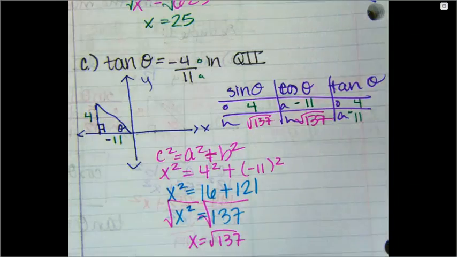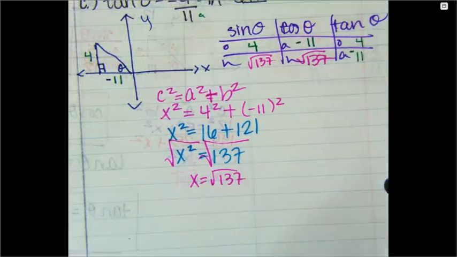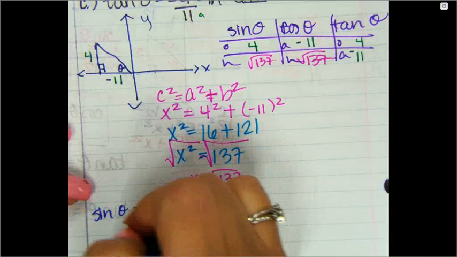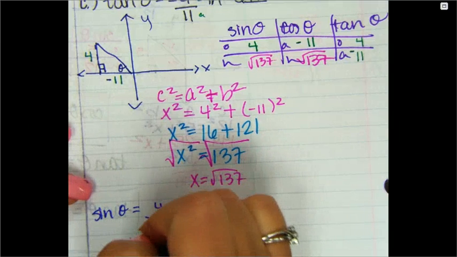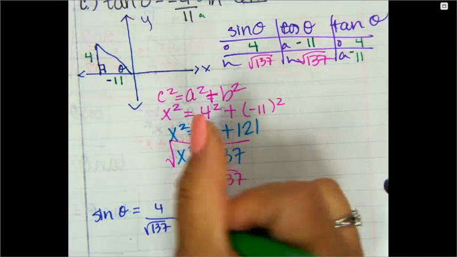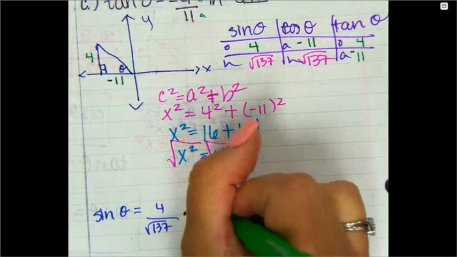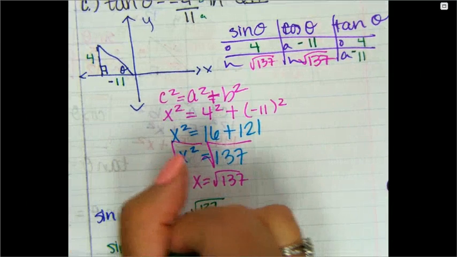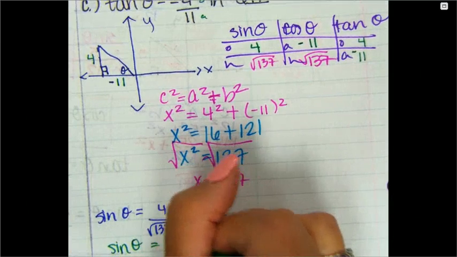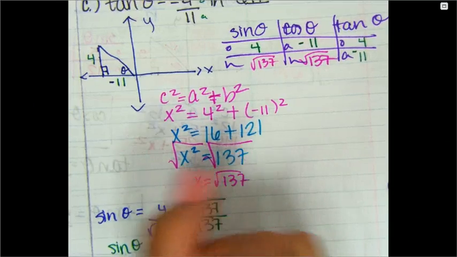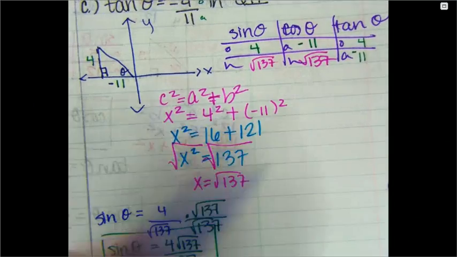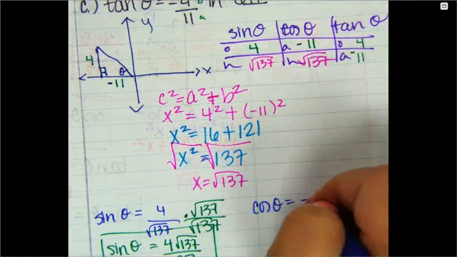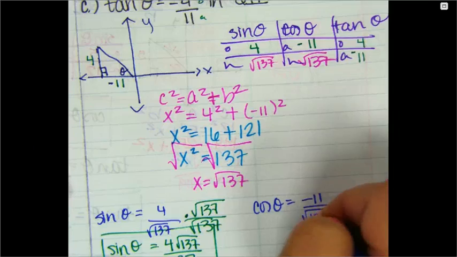Good? Okay, now what? Sine of theta is 4 over radical 137. Do I leave it like that? No. Multiply by what? Radical 137. So sine theta is what? 4 radical 137 over 137. And does it reduce? No. Okay. Cosine theta is negative 11 over radical 137.